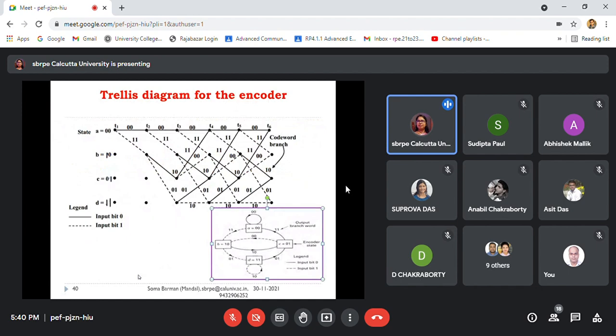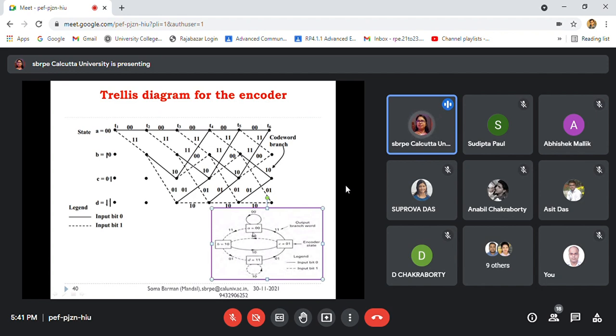Now suppose this is the trellis diagram. What is your state diagram? This is the state diagram. From the state diagram, you are drawing the trellis diagram. How do you draw the trellis diagram? From either the trellis form of encoder or the state diagram form of encoder, you can easily encode your information. And from the trellis diagram, you can decode the information also.